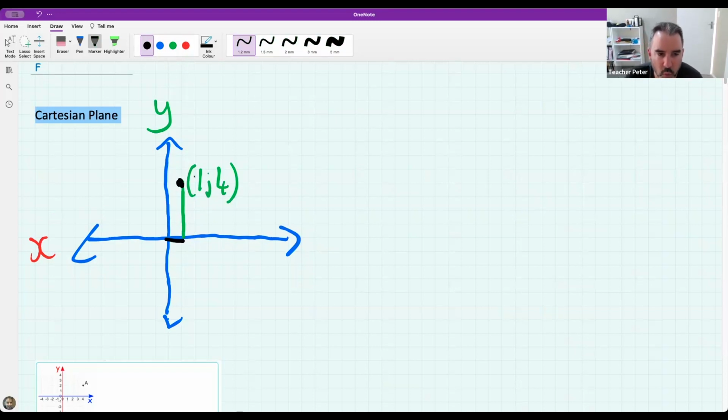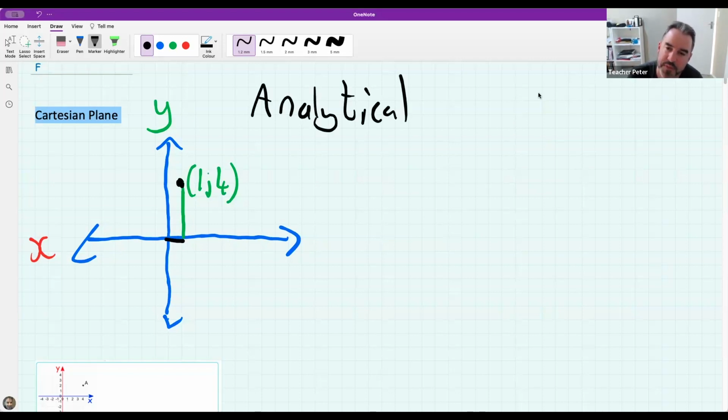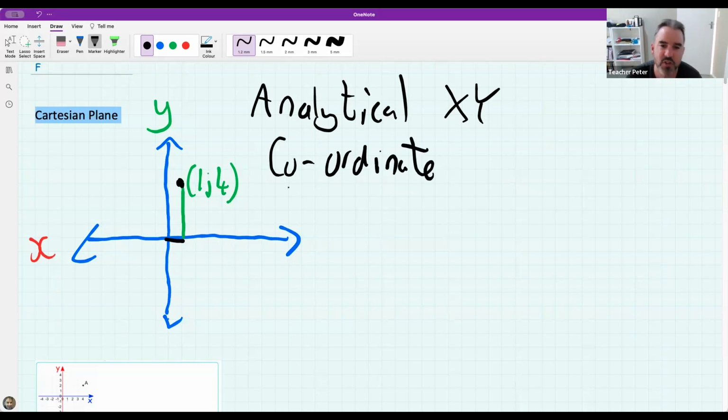Now, we are going to be doing geometry on this grid, and we're going to use algebra to do the geometry. And so that's why this section is often called analytical geometry or XY geometry or coordinate geometry. It's basically doing geometry using algebra, and the way we do algebra is we use this grid.